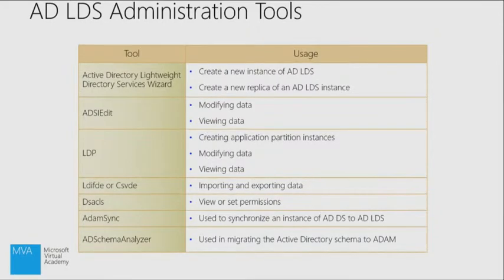Administration tools. The Active Directory Lightweight Directory Services wizard we're going to use to create a new instance after our initial install. That's pretty much it. It's the only thing we use that wizard for. ADSI Edit is a means of modifying and viewing data. If you have used domain services in the past, you may have used ADSI Edit. We'll take a look at it regardless. LDP: creating application partition instances, modifying data and viewing data. We're going to do some of this, but we're not going to use this tool in this particular course. LDIFDE, or CSVDE: importing and exporting of data using pre-built files.